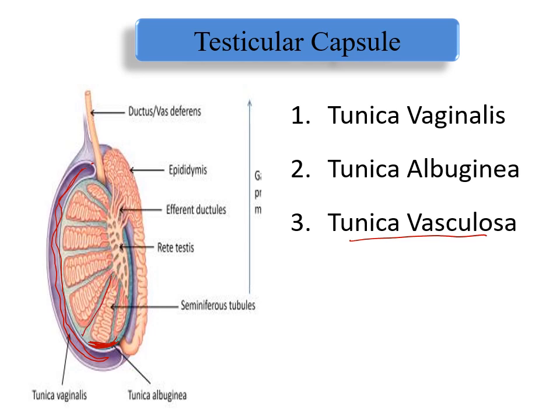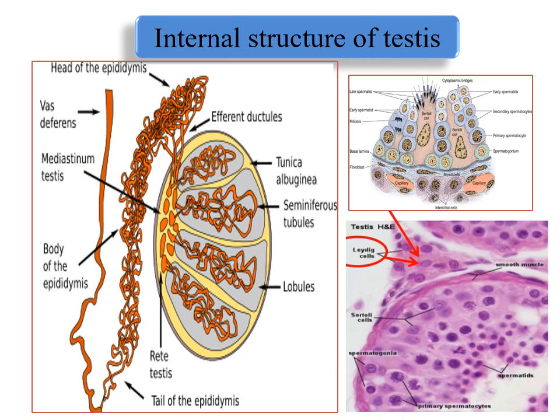There are lots of septa in the testis that separate the testis to form the lobules. Each lobule contains a seminiferous tubule. Of course you have reticular connective tissue in between. This is the structure inside the testis. You have tunica albuginea, tunica vasculosa, and seminiferous tubules in the testis lobules. There are about 2 to 3 seminiferous tubules in each testicular lobule.